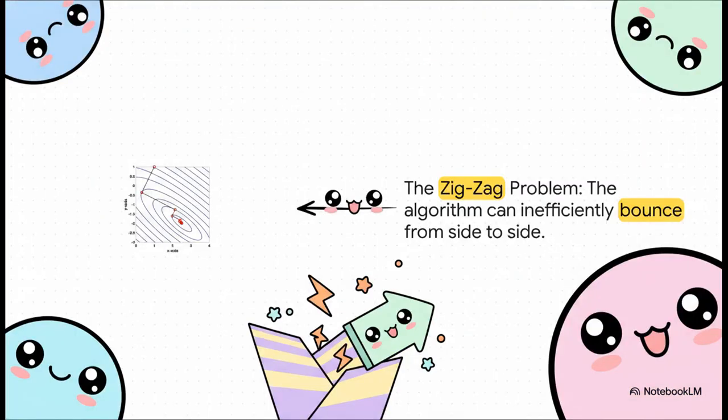Then there's another classic problem, the zigzag. You can kind of see it in this graphic here. Imagine the algorithm finds a really steep, narrow ravine. What can happen is it just starts bouncing from one wall to the other, zigzagging its way down. Sure, it's still making progress downhill, but it is wildly inefficient.